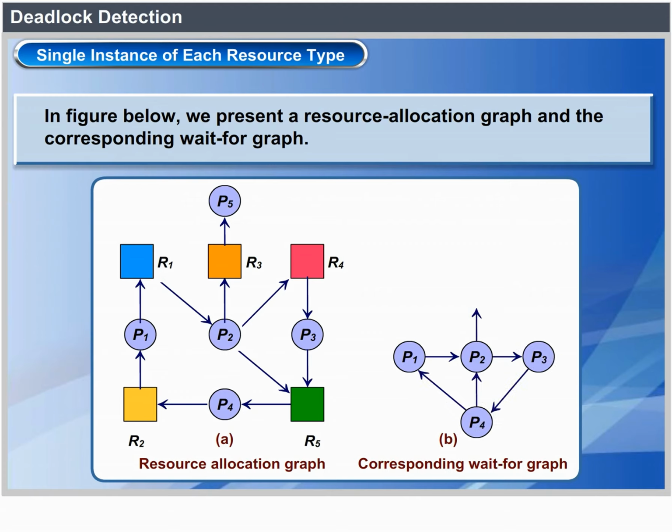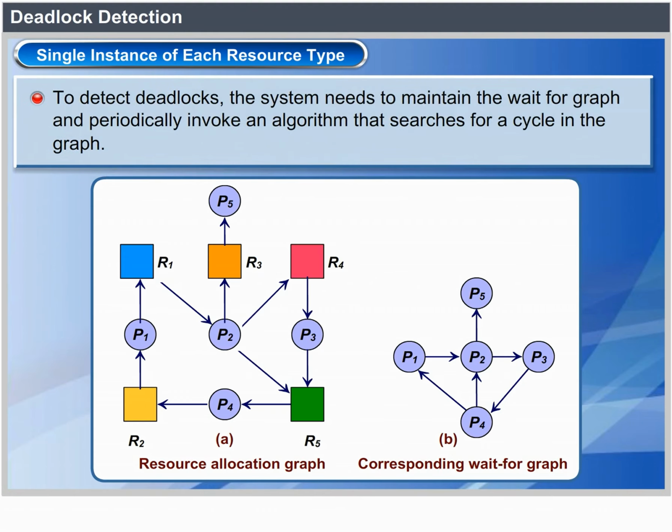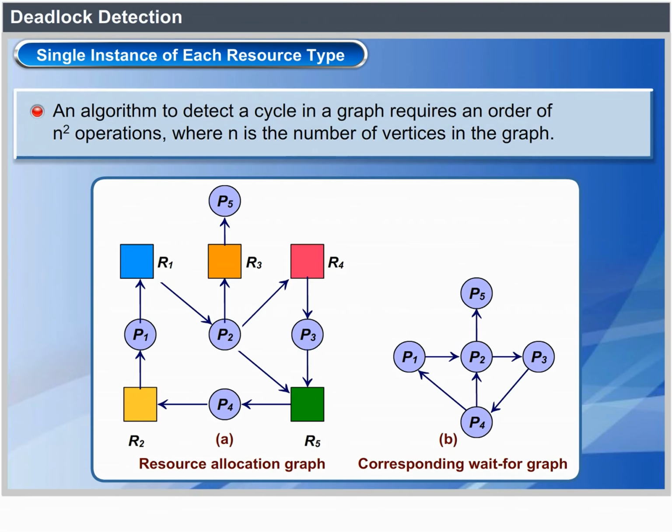As before, a deadlock exists in the system if and only if the wait-for graph contains a cycle. To detect deadlocks, the system needs to maintain the wait-for graph and periodically invoke an algorithm that searches for a cycle in the graph. An algorithm to detect a cycle in a graph requires an order of n^2 operations, where n is the number of vertices in the graph. Several instances of a resource type.